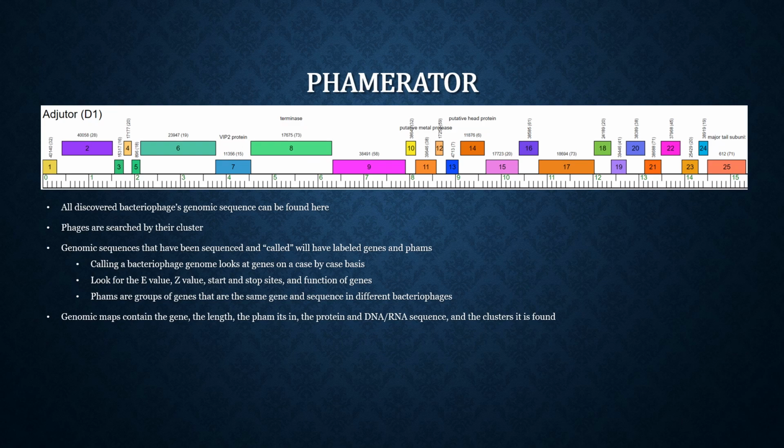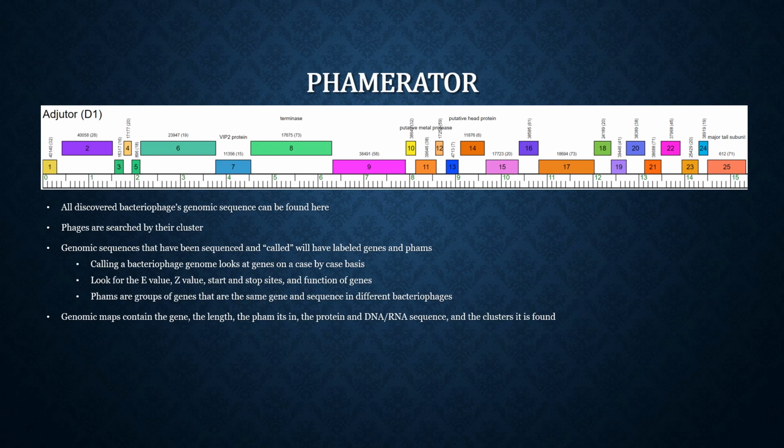When you are calling a gene, you want to look for the highest E value possible and the least negative Z value possible. And then you're looking for the start and the stop sites. This start site right here for the terminase would be about 4,500, and your stop site would be about 6,400. So this block right here falls between about 4,500 and 6,400. That's your start and your stop site.